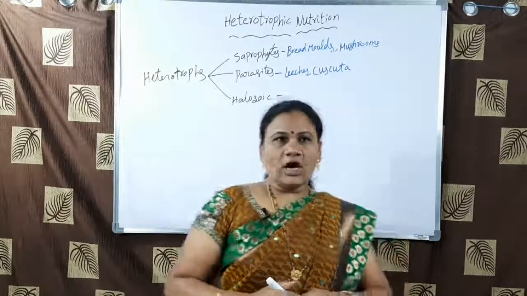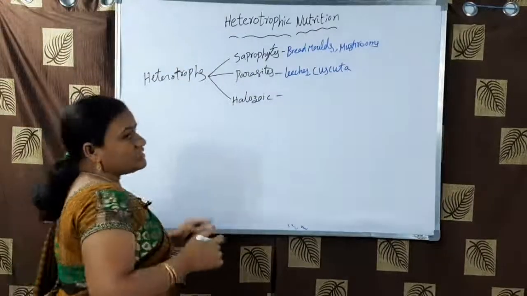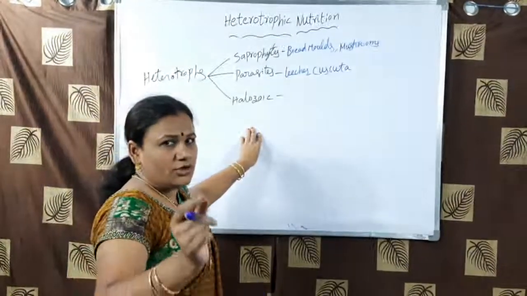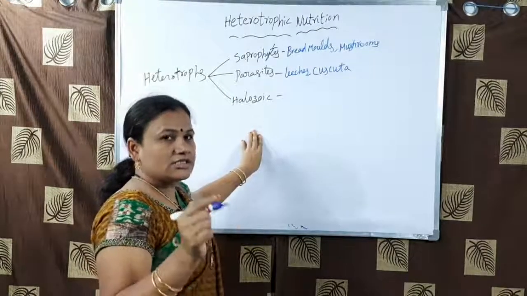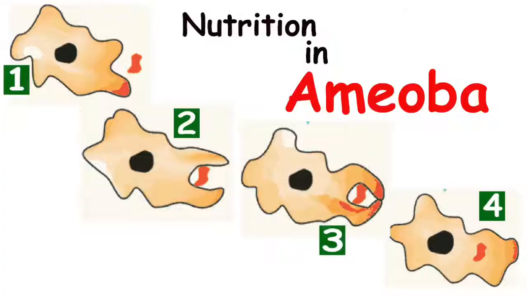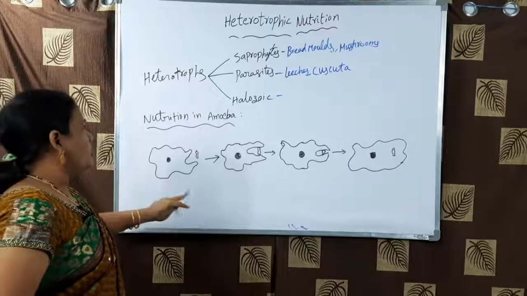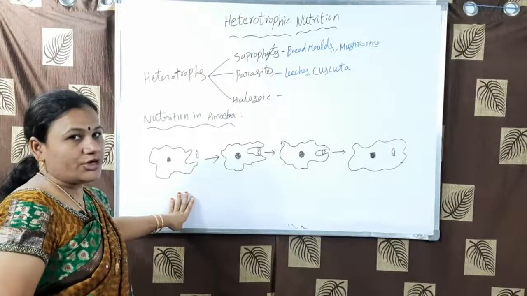So let us see how digestion takes place in amoeba. In holozoic nutrition, as I told you, from a small single-celled organism to a huge multicellular organism, the best example of a small single-celled organism is amoeba. Let us see how amoeba obtains food. See this picture, nutrition in amoeba. How does amoeba take food into its body?